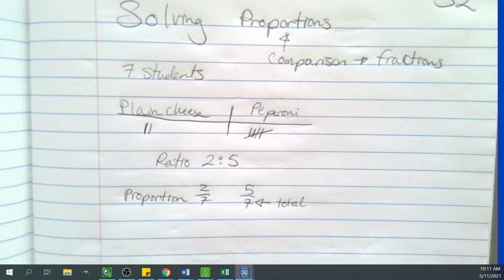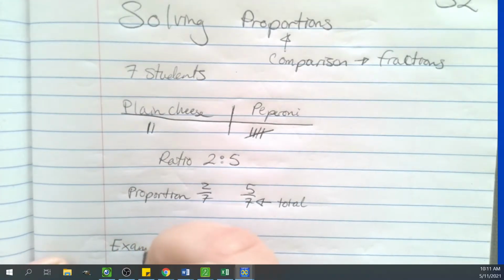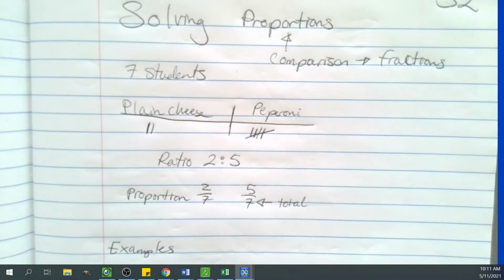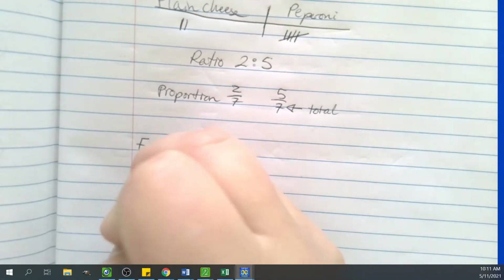Okay, so the proportion, the bottom is your total. Now let's say it was something a little bit different. Okay, this should be pretty easy. This is a review from pre-algebra.